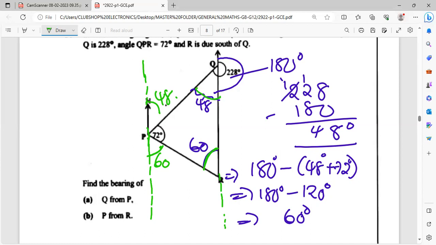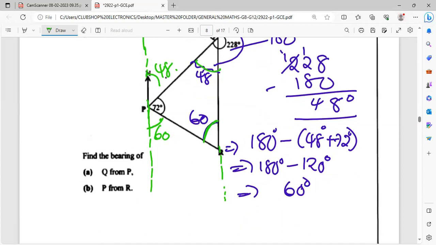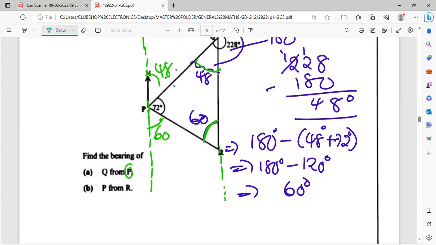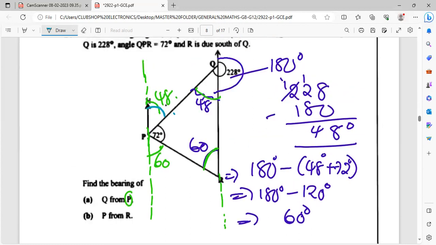I think with that information, you should be able to answer the bearing of Q from P. So our starting point is P. So we'll go to P and move in a clockwise direction to Q, this one. So we want this. This is 48, and in terms of bearing, this is the same as 048 degrees.